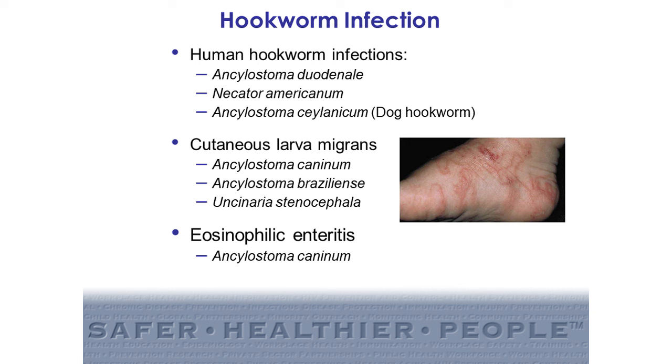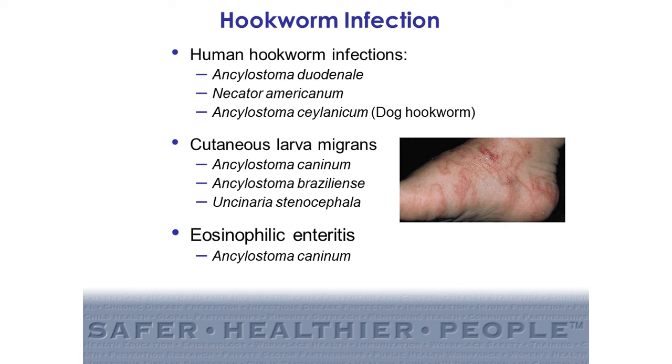A larger group of zoonotic hookworms, including the three named here, Ankylostoma caninum, Ankylostoma braziliense, and Uncinaria stenocephala, can penetrate human skin but do not develop any further. They cause cutaneous larva migrans, also known as creeping eruptions. As these worms wander about, they leave a serpiginous tract all over. These tracts are very, very itchy.